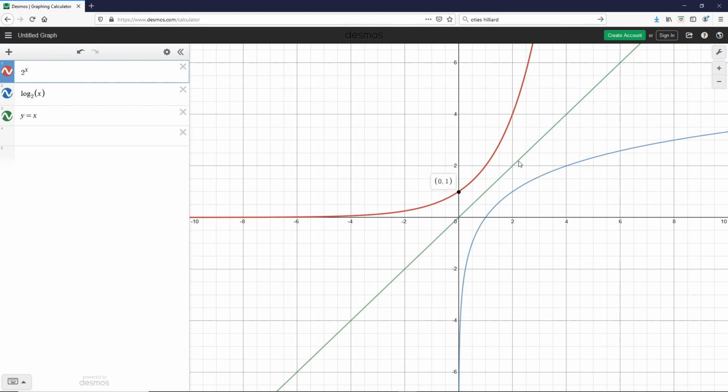So again, when you're dealing with inverse functions, the way the graphs are related to each other, point-wise, is that the x and y coordinates are switched, which means that they are reflections about the line y equals x, which is this green line. So if you were to reflect the graph of the logarithmic function about the line y equals x, you get the exponential function and vice versa.